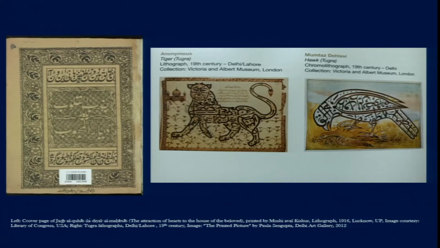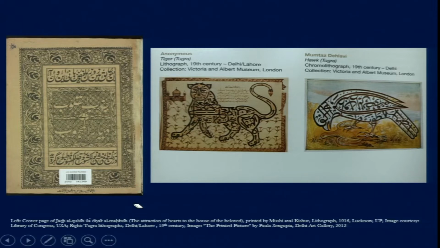So what we see in these Tugra lithographs, and before the Tugra lithographs I can also just indicate some of the other printing activities. So this one, on the left side of the screen, we have this book which was published from Lucknow, and that is called the Jazb al-Qulub ila Diyar al-Mehboob. That means the attraction of the hearts to the house of the beloved. So one can imagine that this is a devotional book, and the entire book is printed in the lithographic technique.